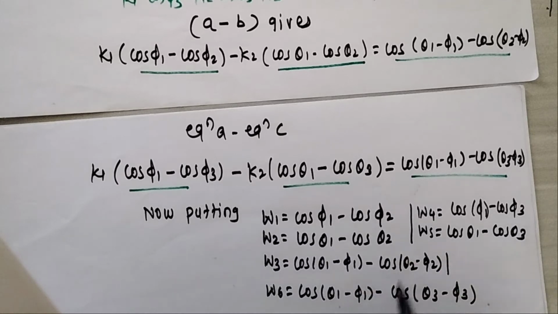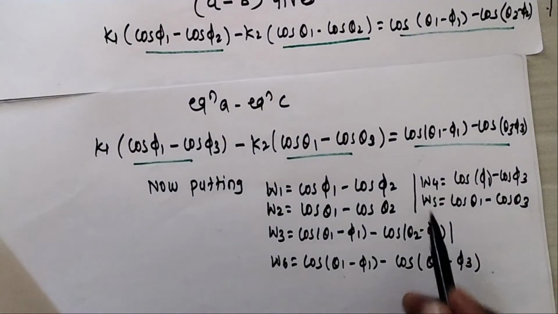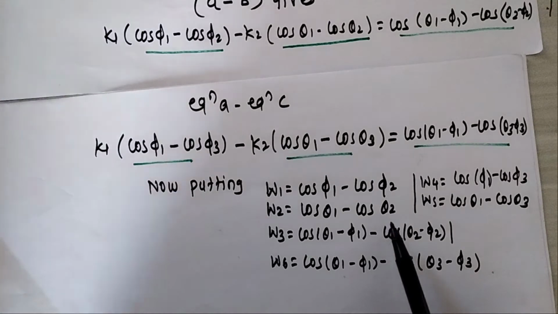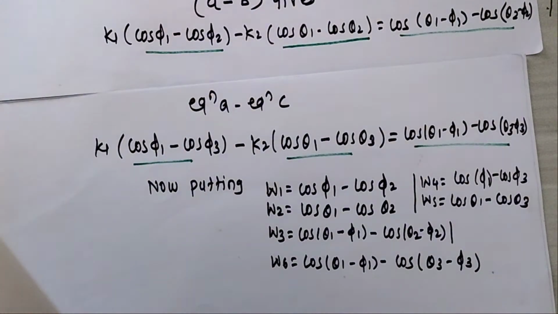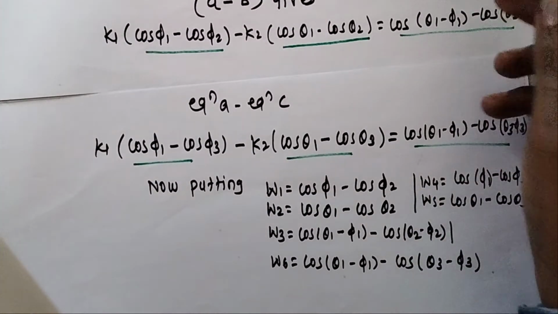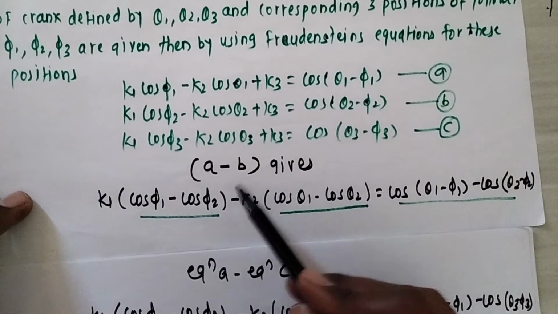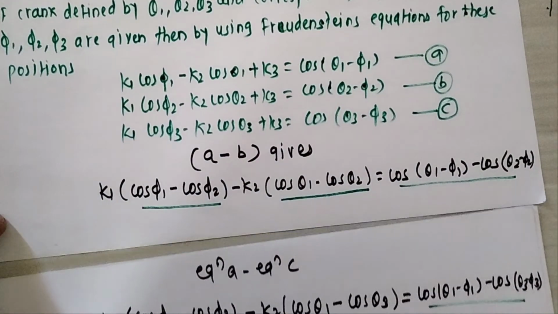So these 6 coefficients you obtain, and these coefficients are called kinematic coefficients. If you use these coefficients to solve the Fodase equation, then that method is called the method of kinematic coefficients. I hope you understand what we did up to here. We just wrote the Fodase equation for 3 positions A, B, C, and then by equation A minus B and equation A minus C you obtain 2 equations.